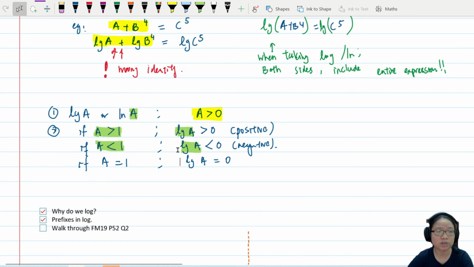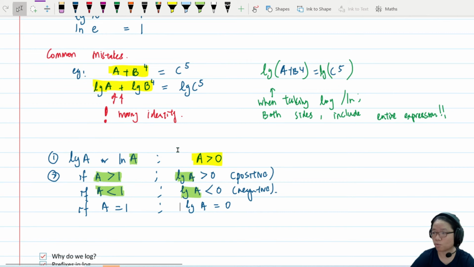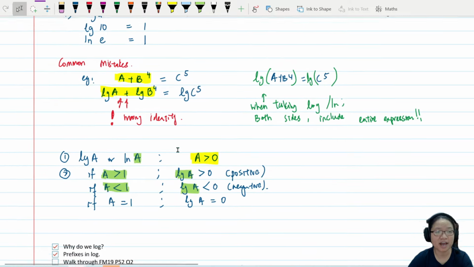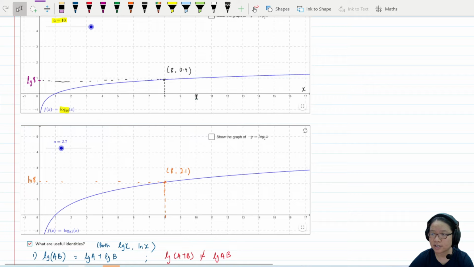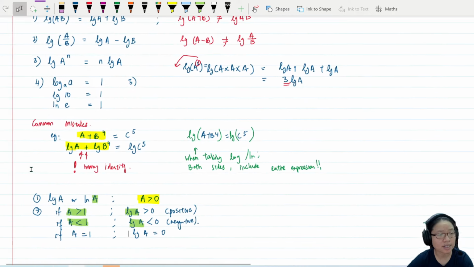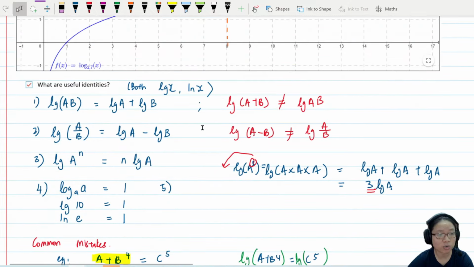So hopefully this will give you a better sense of what log is. It has certain points which are the same, whether it's log or ln, so it's not dependent on the base. The base will only affect the scale of the graph, but if I zoom out and let you look at it, the graph is pretty much the same shape. These identities are useful when you linearize things, or if you need to simplify an equation. Doesn't matter whether it's question 2 or question 1.